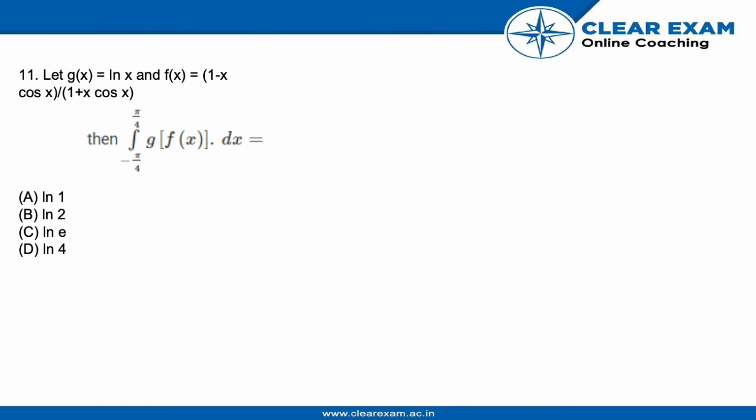So the question is: let g(x) = log x and f(x) = (1 - x cos x)/(1 + x cos x). Then the integral from -π/4 to π/4 of g(f(x)) dx equals, these are the options. We have to find the correct option. So let's see the solution of this.